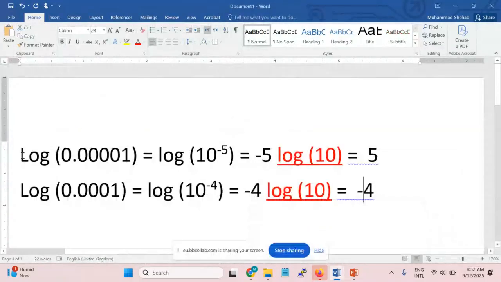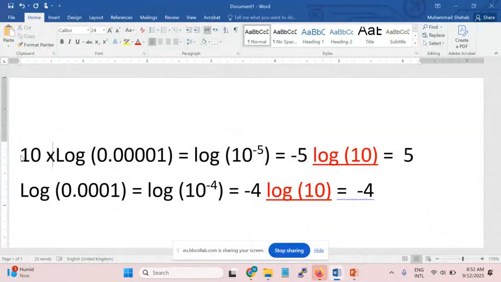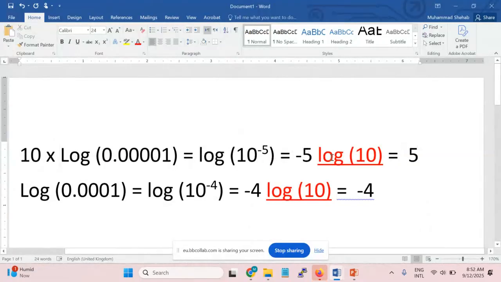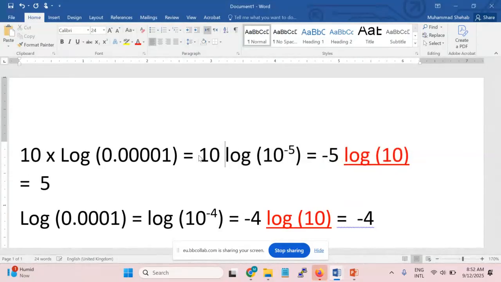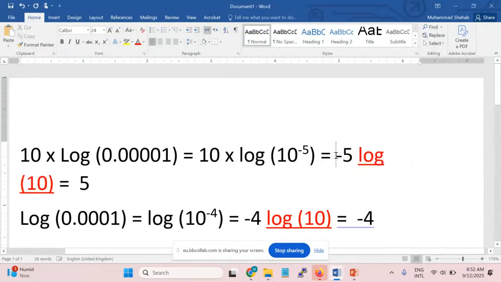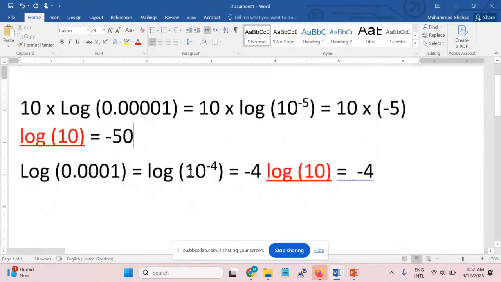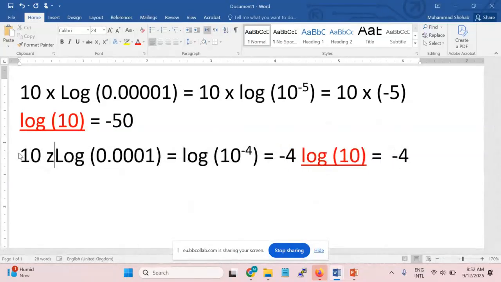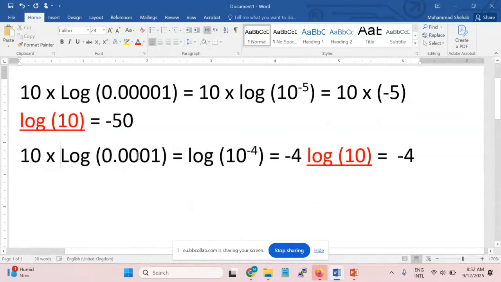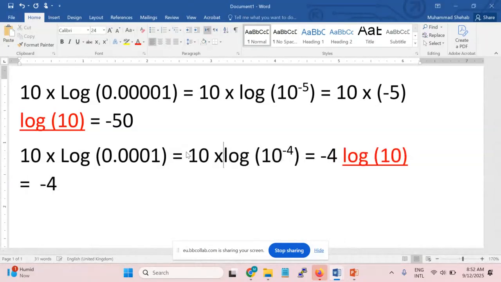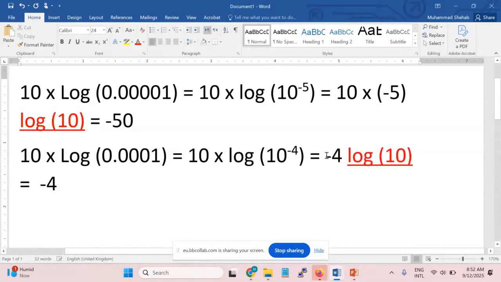For sure, here I have 10 times log. At the end, 10 times log, 10 times log. So this will equal minus 50. Okay? And here I have 10 times log to the 10 power minus 4, which equals minus 40. Okay?